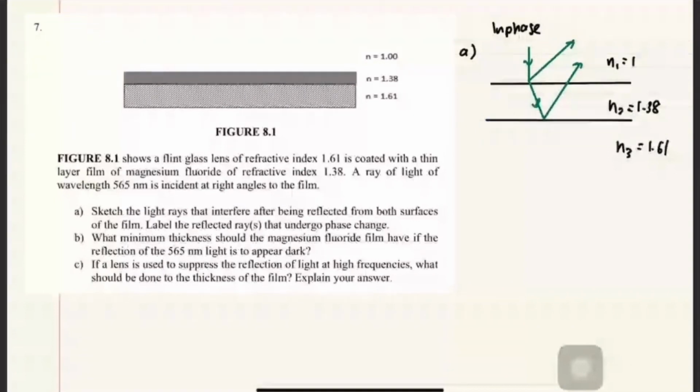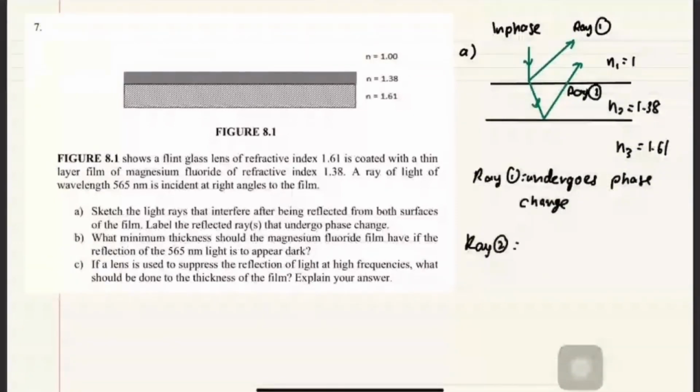Okay. And then dia kata label the reflected rays that undergoes phase change. So kamu label straight away lah. Ray 1, ray 2. Boleh label kat tepi dia, tapi saya tak muat, saya tulis kat bawah lah. Ray 2 pun undergoes phase change sebab dia daripada less to denser.